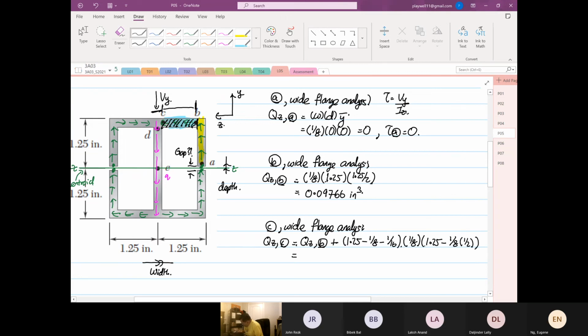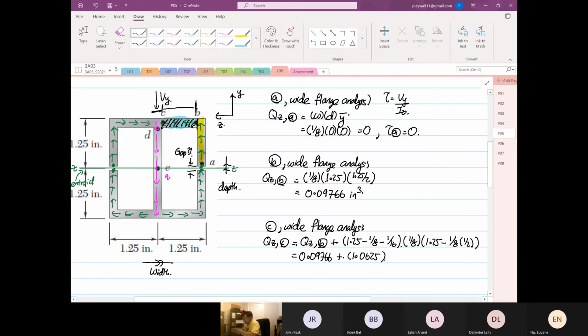Okay, so this is equal to 0.09766 plus, so one side of the wall is 1/8, half of the other side is 1 over 16. Okay, so 1.25 minus this, so it's 1.0625. Let me do it again.